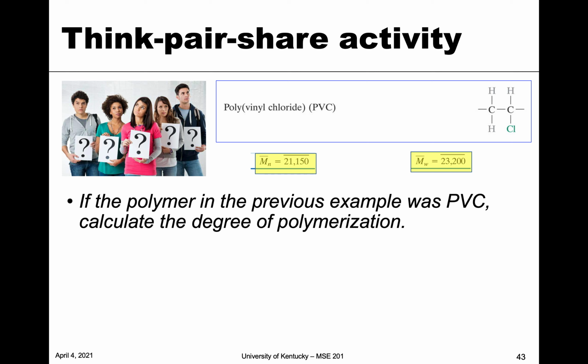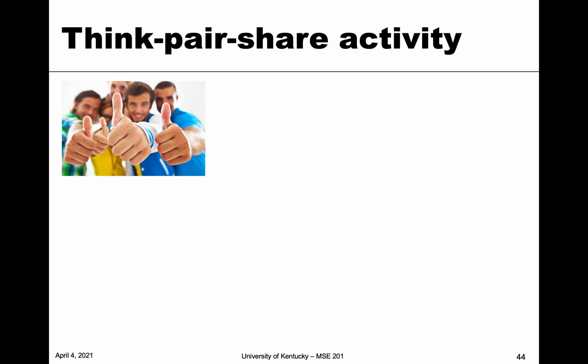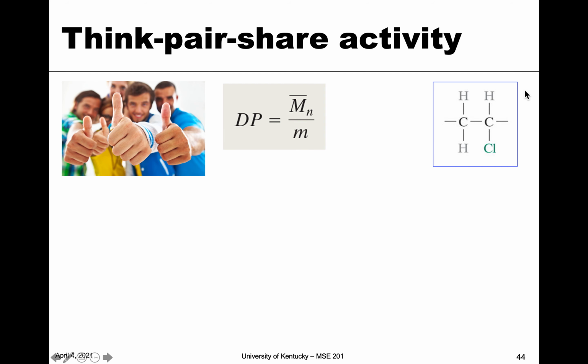All right, so let's take a look at this problem and calculating degree of polymerization. So we know degree of polymerization is the number averaged molecular weight. So we're going to use that number and we're going to divide it by the molecular weight of the repeat unit. So this is PVC. So this one you had to know what the repeat structure looks like.